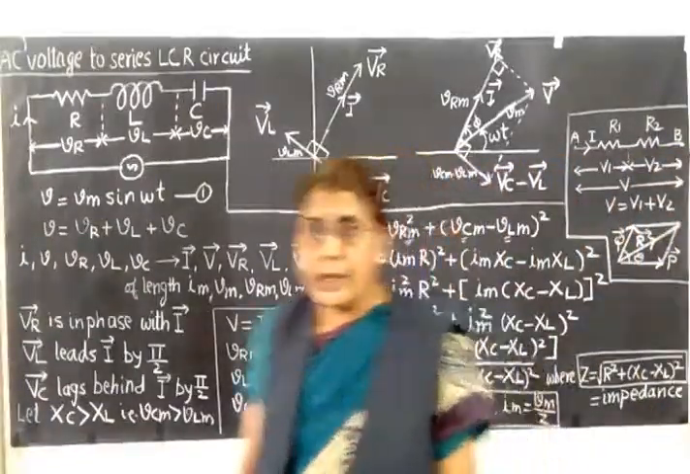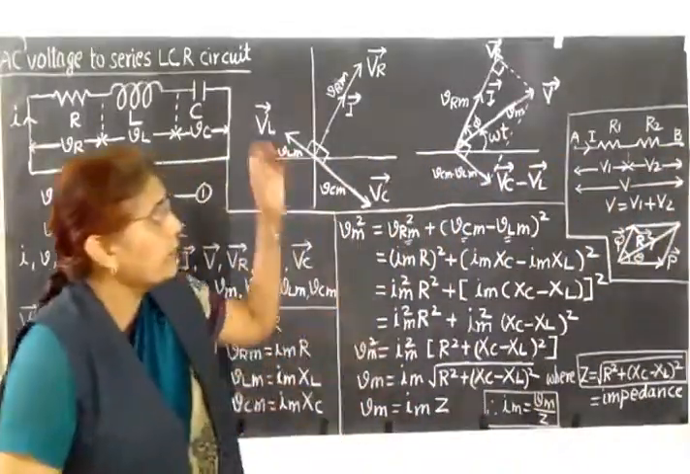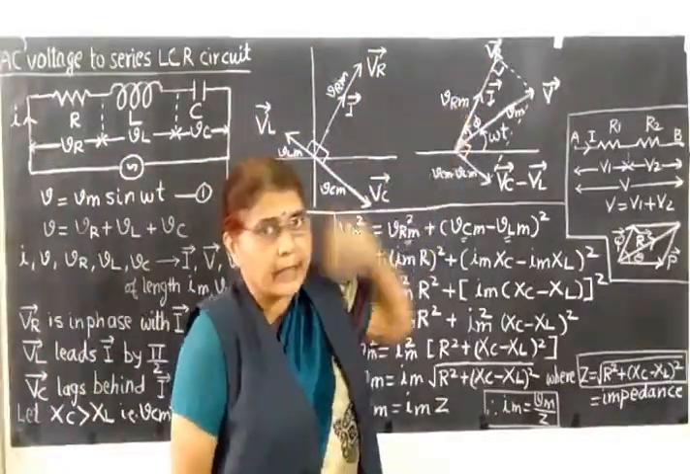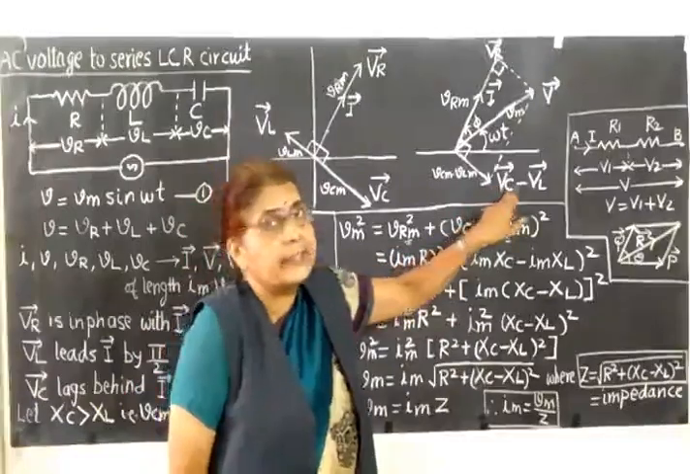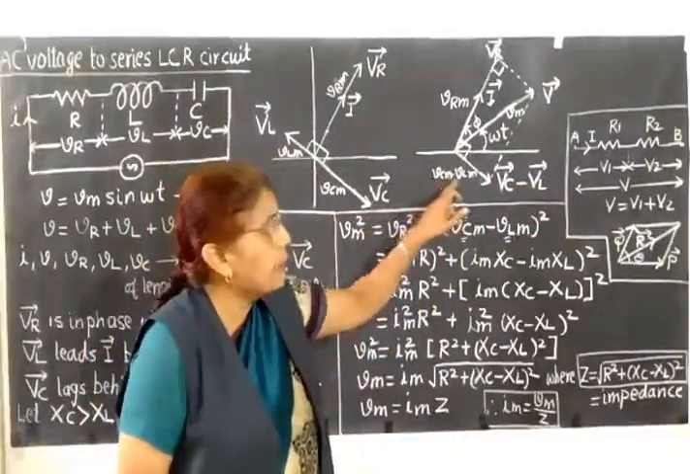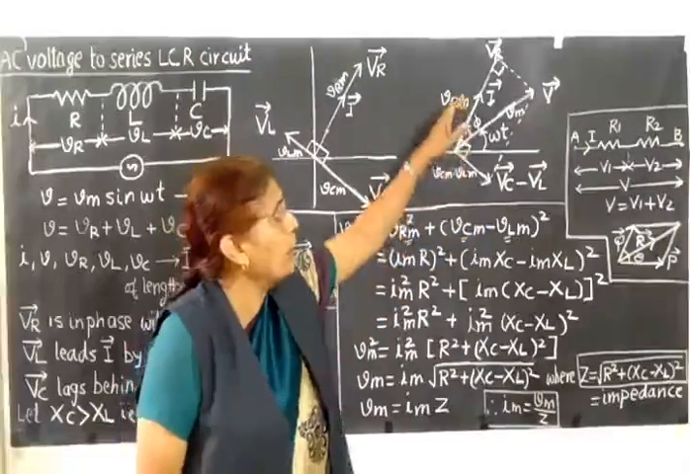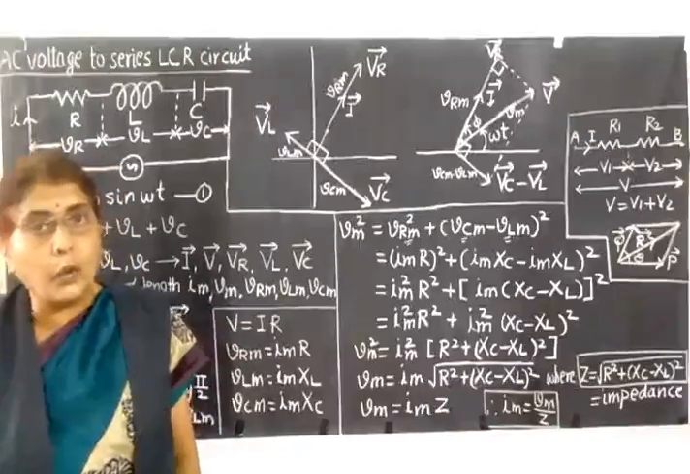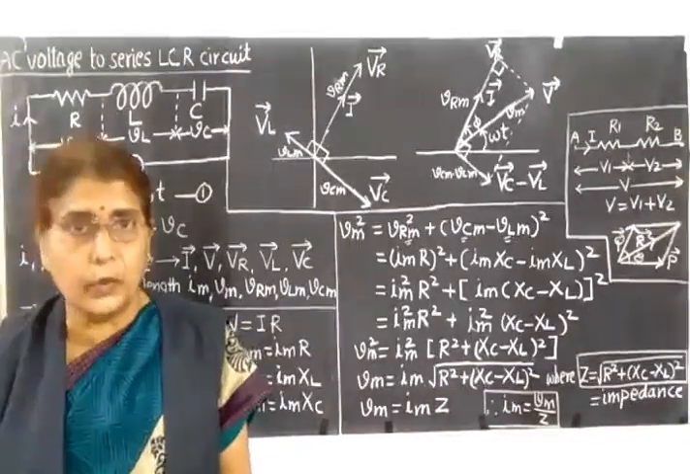So now how many vectors are you left with? You are left with only two vectors. One is VR of magnitude VRM as usual. Another vector is VC minus VL. And what is the length of this vector? VCM minus VL. So we have only two vectors, and you have to find the resultant of the two vectors. How to find the resultant of the two vectors?